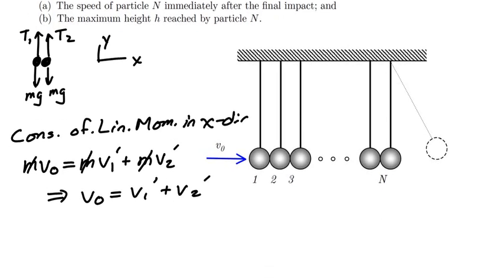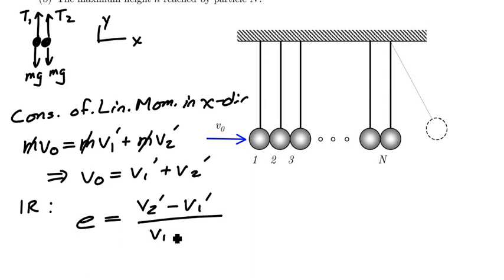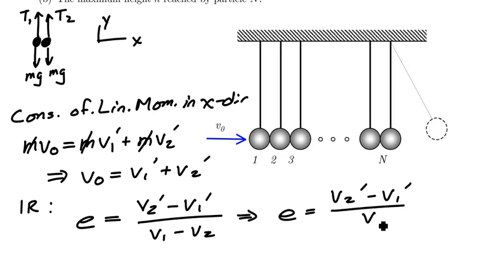Now, this obviously gives me one equation with 2 unknowns, and so the other thing I'm going to use here is the impact rule. If I use the impact rule, it says the coefficient of restitution is given by the difference in post-impact velocities in the n, which will be v2 prime minus v1 prime, divided by the pre-impact velocities, which will be v1 minus v2. If I go ahead and substitute in the numerical values I'm given here, this gives me that e is equal to v2 prime minus v1 prime divided by the initial speed v0.